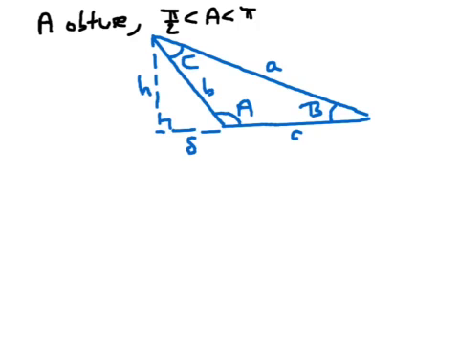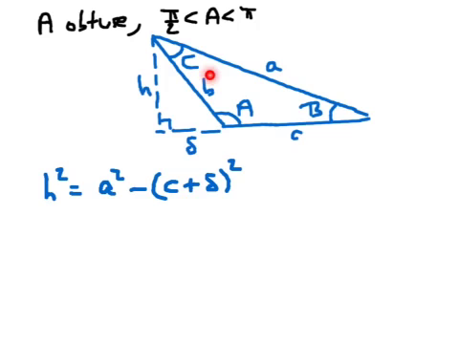And again, just as before, we can use Pythagoras' theorem. So Pythagoras' theorem for the larger triangle tells us that h squared is equal to the hypotenuse squared minus the lower side of the triangle, all squared, and this lower side is c plus delta. So I take c plus delta and I square that. Similarly, looking at the smaller triangle, I have that h squared is equal to the hypotenuse here, b squared minus this side squared. So we also have that h squared is equal to b squared minus delta squared.